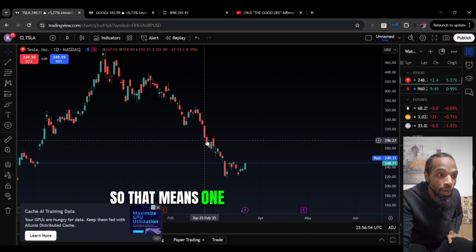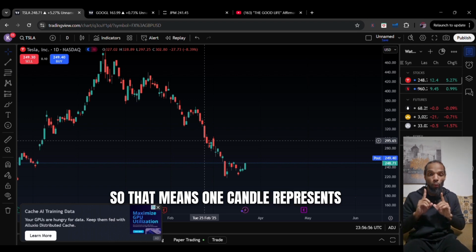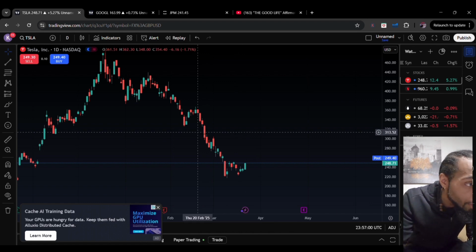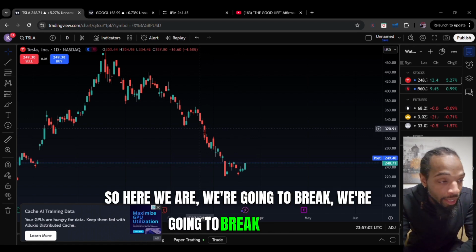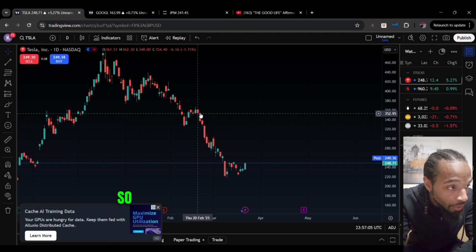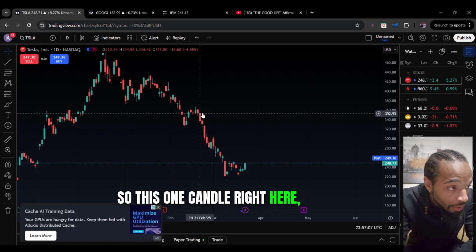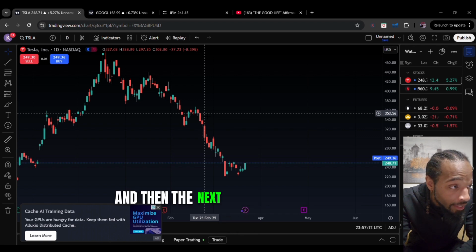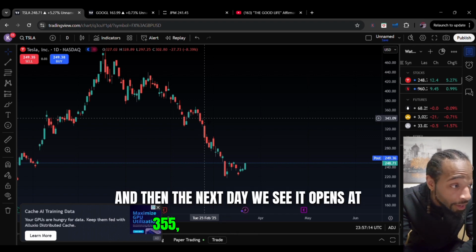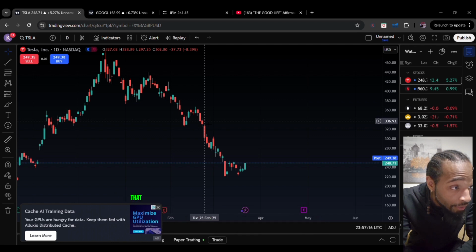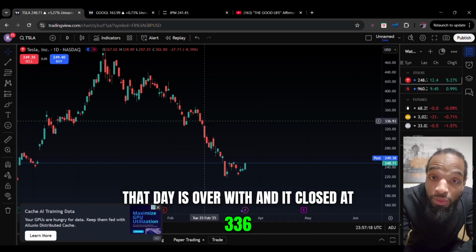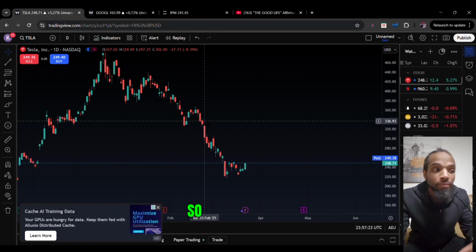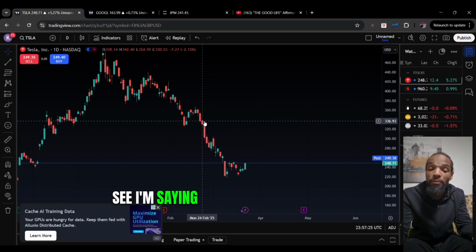So that means one candle represents 1 day worth of time. So here we are, we're going to break it down. This one candle right here closed at 355, and then the next day we see it opens at 355, goes all the way down. That day is over with, and it closed at 336. So that stock went down a few dollars. So that's basic reading. See what I'm saying?